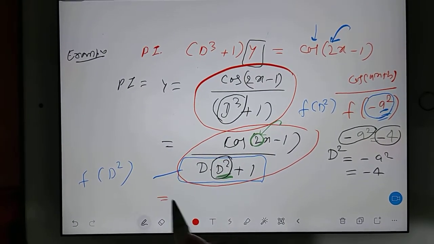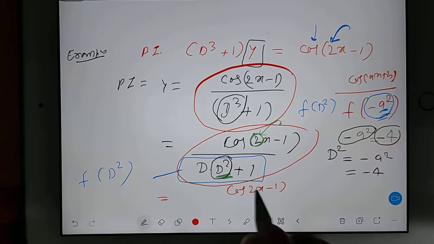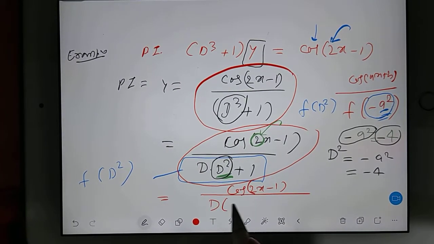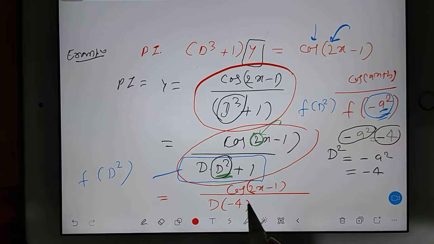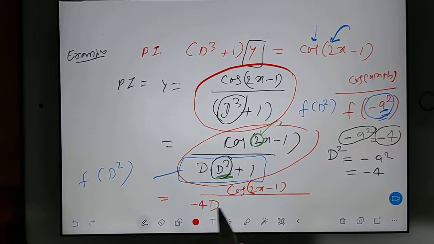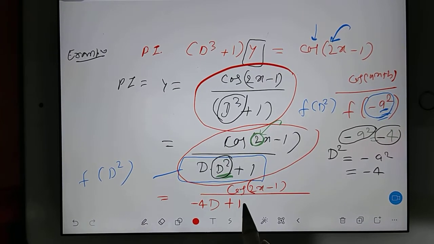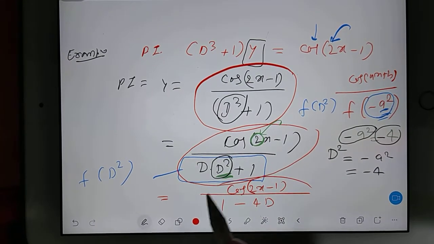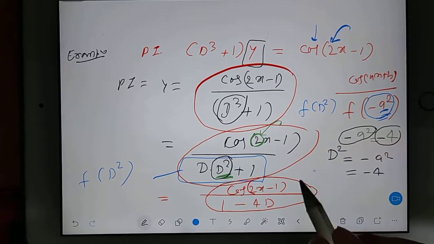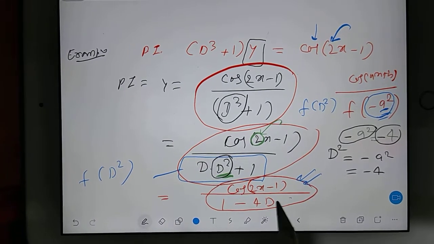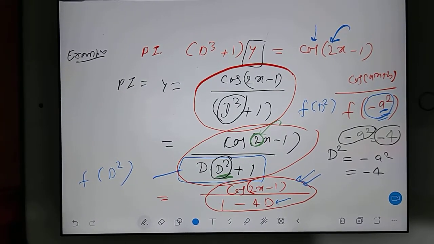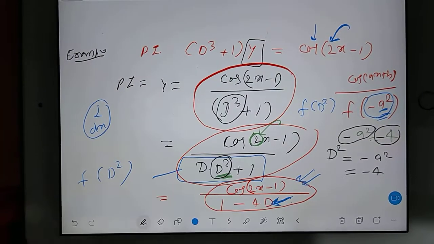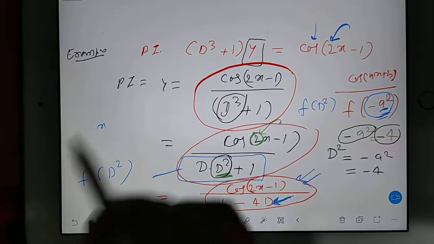So your new part is coming as cos 2x minus 1 divided by d value and then minus 4. So just to make it simple, I am writing minus 4d plus 1. Okay, and to make it much better, I am writing 1 minus 4d. So this became my pi, but it is still not solved completely, because still there is a d. Get my logic? And this d what you are seeing here is nothing but d by dx. So still we have to perform this.